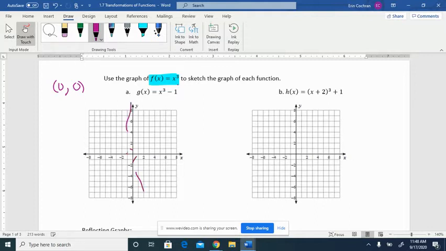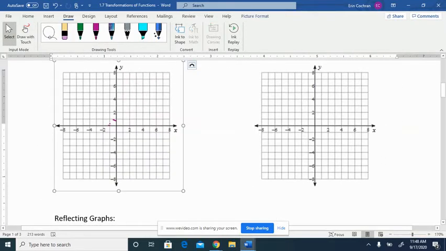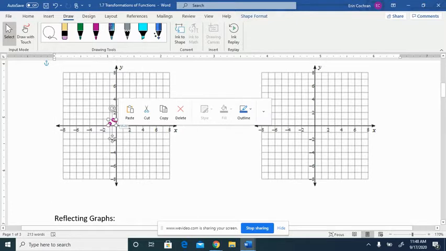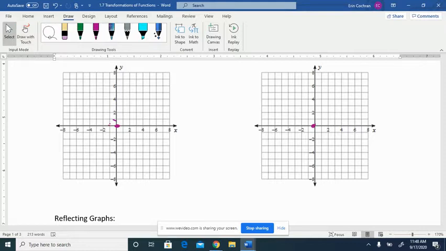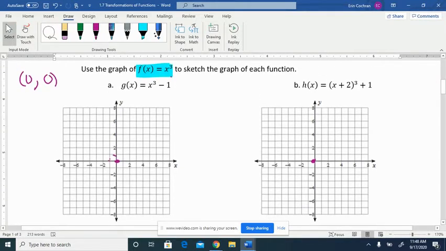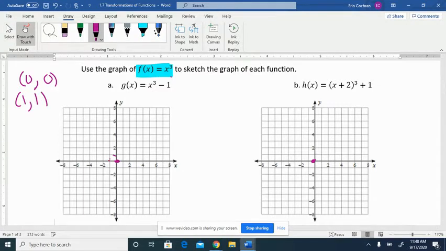So we have (0, 0) here. Now, if I plug in 1, 1 cubed is 1. So we're going to have the point (1, 1) also. Now, if I plug in 2, 2 cubed, 2 times 2 times 2, is 8. So we're going to have the point (2, 8) up here.